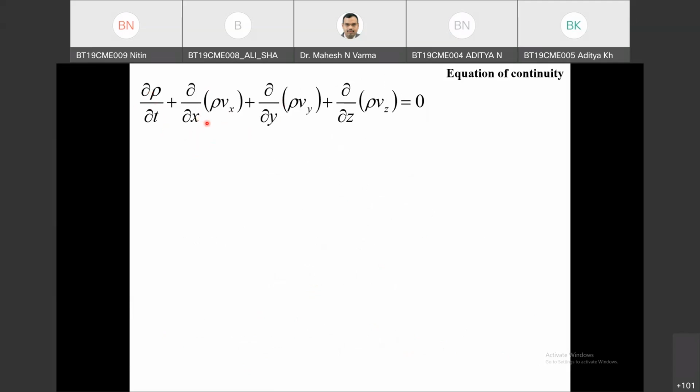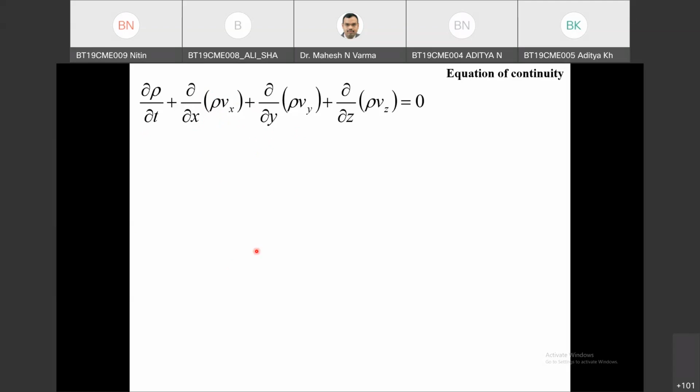Introduce substantial time derivative. First, split this using the product rule for differentiation: first property into differentiation of second property, plus second property into differential of first property. Use the product rule here to open up this bracket and then rearrange all the terms so that you will get a total time derivative, a substantial time derivative.